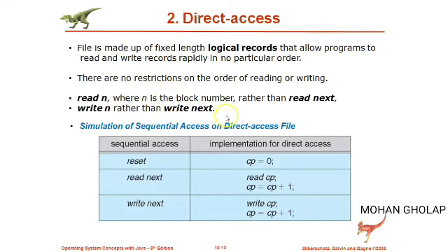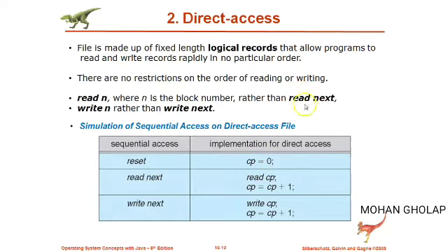In the sequential access method, we saw read next, but here we have read n. There we had write next, here we have write n. By using read n and write n, it is also possible to simulate read next and write next. So let us see how it can be done. As we saw, there is one more system call, reset, to reset the current file pointer to the beginning. For this, you have to assign the value 0 to CP. Here CP stands for current pointer in the direct access method.